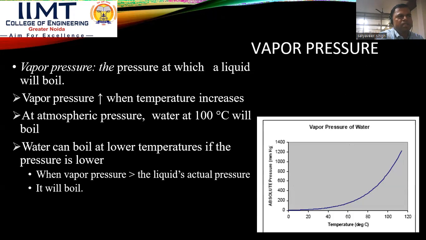Vapor pressure increases with increasing temperature, as we see in the graph. By increasing the temperature from 0 to 120 degrees, we have seen that there is an increase in absolute pressure. At atmospheric pressure, water at 100 degrees centigrade will boil, and water can boil at a lower temperature if the pressure is lower. So we can say that when vapor pressure is greater than the actual liquid pressure, it will boil.